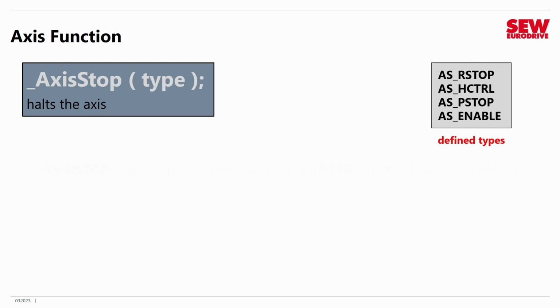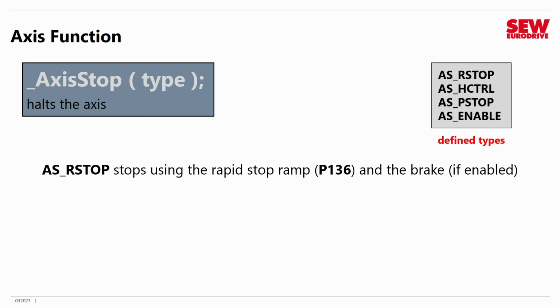What's the difference? ASR stop stops the axis using the rapid stop ramp. That's parameter 136 in the parameter tree, and if there's a brake there and it's enabled, it will also use the brake. So it picks a particular ramp, typically a ramp that does a very quick stop. Of course, it all depends how you've configured that ramp in the parameter tree.